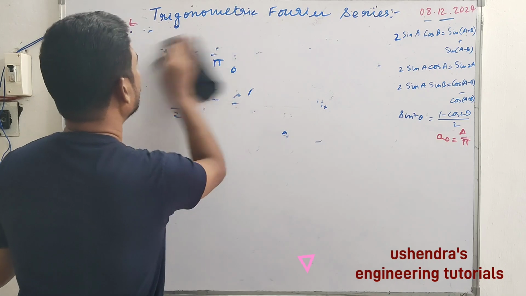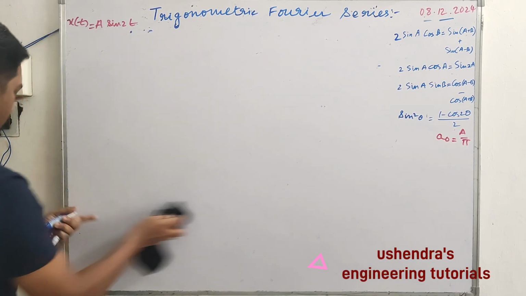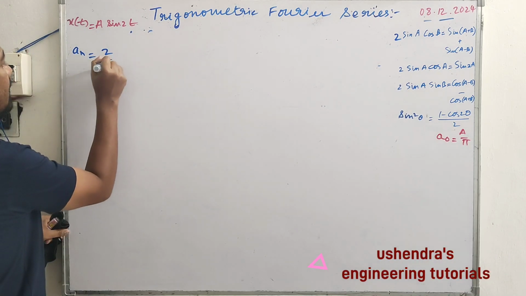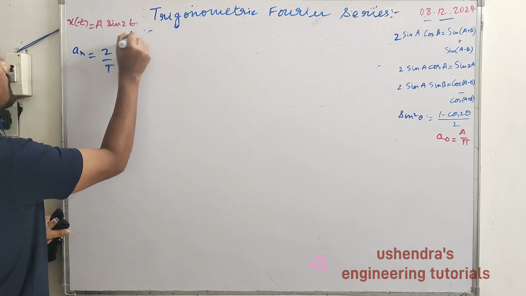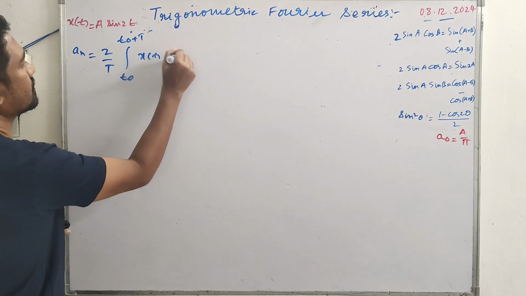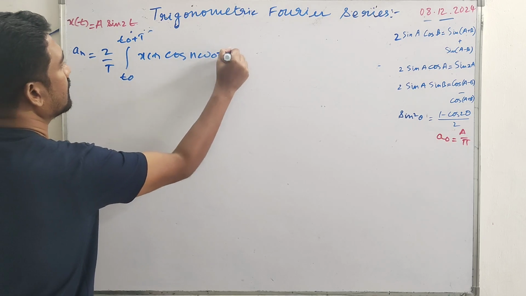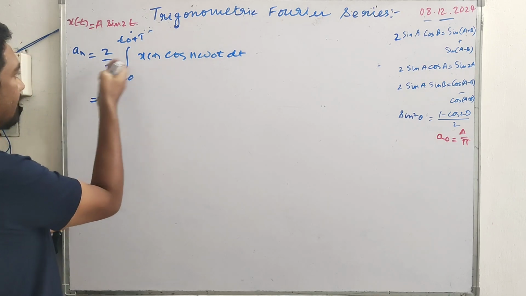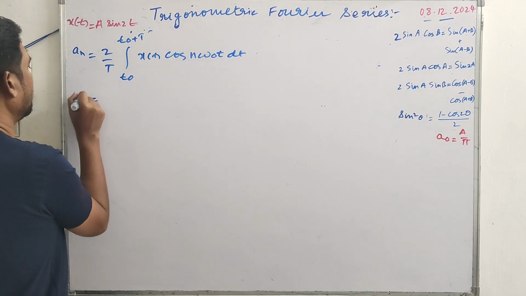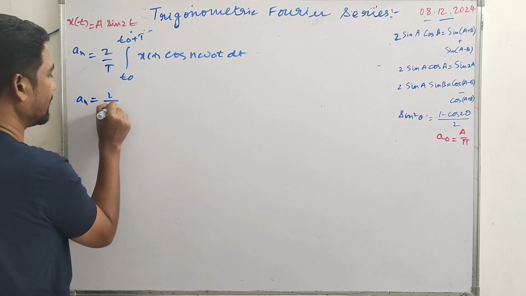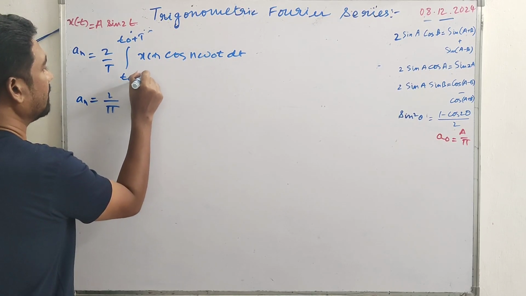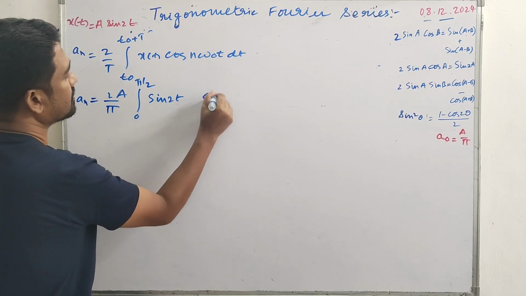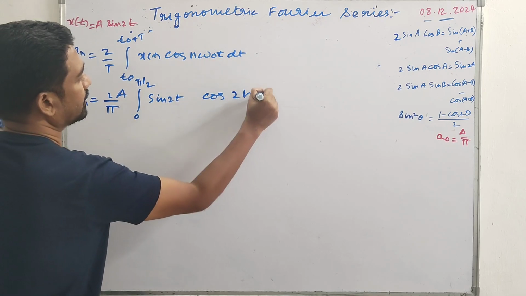The next coefficient is a n, making use of the same x of t. The expression for a n is generally 2 by T integral from t naught to t naught plus T of x of t cos n omega naught t dt. This is the general expression to calculate the coefficient a n. Plugging in our values from the waveform which is given, a n is 2 by T, which is pi once again, integration from 0 to pi by 2. x of t is a sine 2t, cos n, omega naught is 2, t dt.